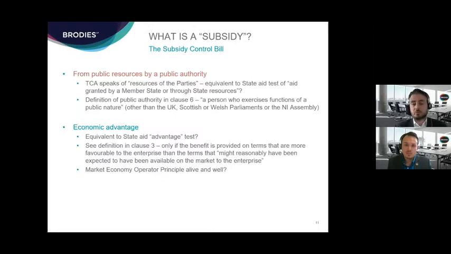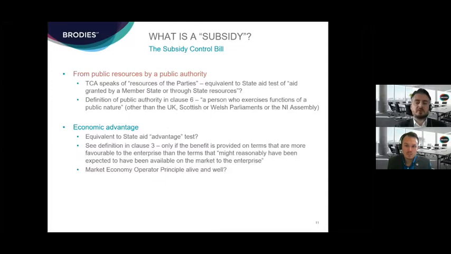The assumption is probably that that's equivalent to the state aid test of aid granted by a member state or through state resources, but there isn't really then any unpacking of the concept of public resources. Public authority is defined in clause 6, and it's defined as a person who exercises functions of a public nature, but other than the various legislatures.